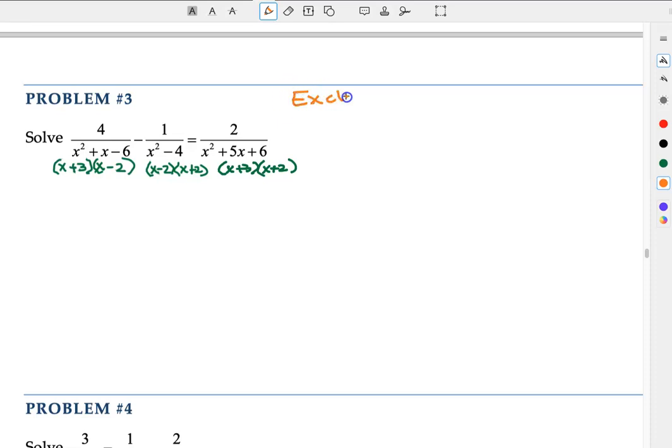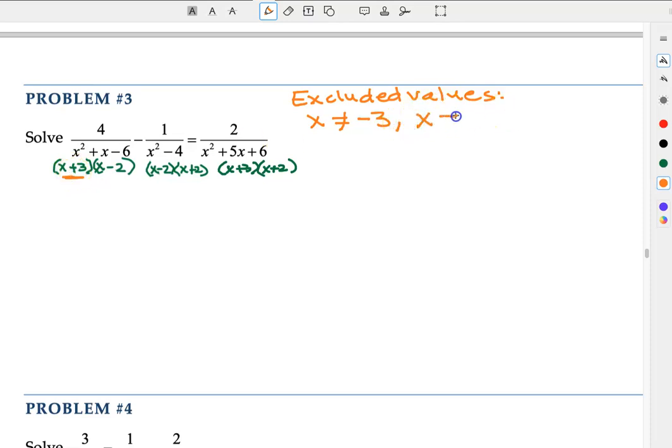So let's look for these excluded values. On this one, it's going to be more than one number. So what can x not equal? Well, what about on this one right here? What could x not be? Negative 3. Yeah, because if I put negative 3 in there, negative 3 plus 3 makes it 0. That's what I don't want.